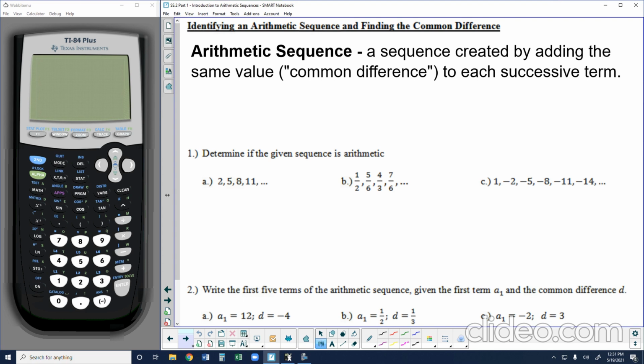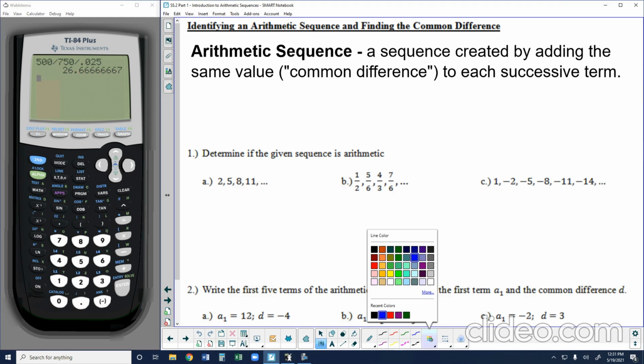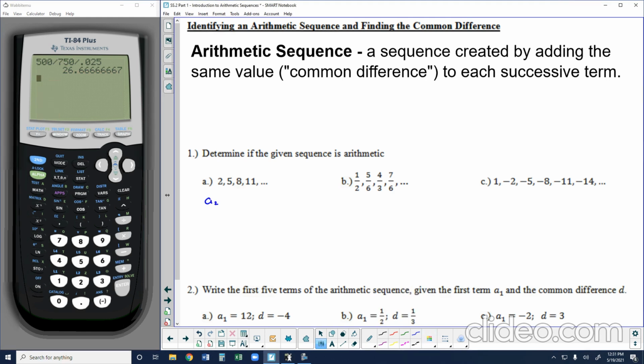So let's jump right to some examples. It says in problem number one, determine if the given sequence is arithmetic. And so we want to identify if the difference between the values is the same, if it's constant. We could use the calculator if we need to. I can take a look at my second term here, let's call this A2, and I can subtract my first term. So I can do A2 minus A1, and so 5 minus 2. And I would see that that number is 3.